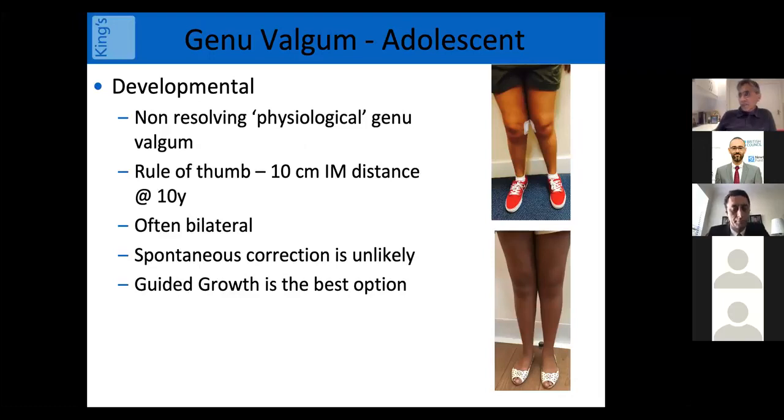There's one variety which doesn't correct, the non-resolving physiological genu varum or genu valgum of the adolescent age group. The rule of thumb is that at 10 years, the intermalleolar distance should be 10. If it is beyond that, then we should start thinking about correcting them. Here is a typical example of a girl with pronounced genu valgum, nearly, she was 12. I used 8-plates and got a very good result there. It's often bilateral. Spontaneous correction is unlikely, so guided growth is important.